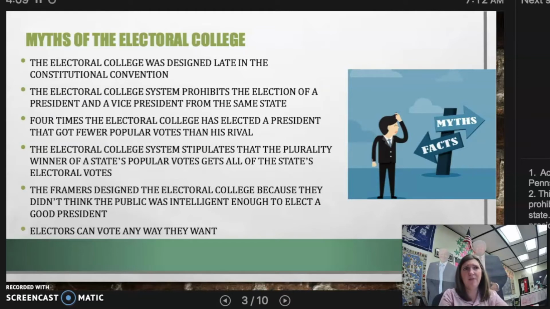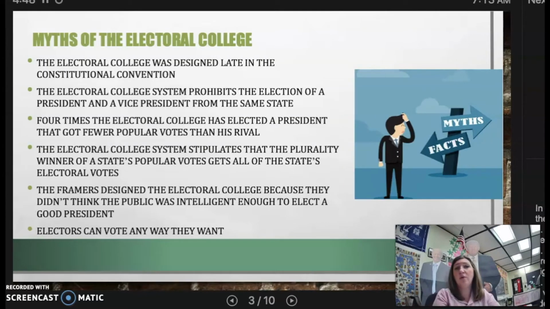The fourth myth: the Electoral College system stipulates that the plurality winner of a state's popular votes gets all of the state's electoral votes. So, yes and no. You can win by plurality, but remember, states control these elections. So the states have that power, right? Nebraska and Maine have split votes. So it's not necessarily a winner-take-all system. It is a winner-take-all system in most areas, but states can control and change that.